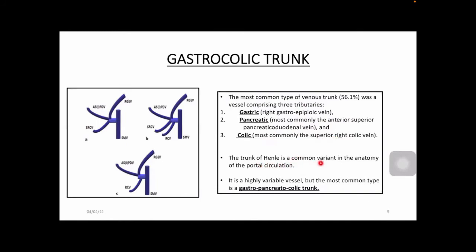The trunk of Henle is a very common variant in anatomy with the portal circulation. It's a highly variable vessel, but the most common type is what I described before. It is shown in this diagram. That is the combination of the right gastroepiploic vein coming from above, the anterior superior pancreaticoduodenal vein, and the superior right colic vein. All these three form a small trunk, the gastrocolic trunk, and drain into the SMV. And this is the most common anatomy of the gastrocolic trunk or the Henle's trunk.